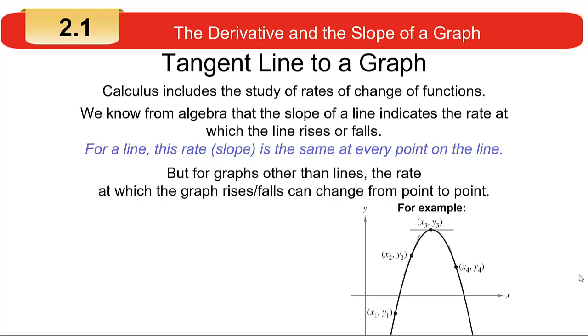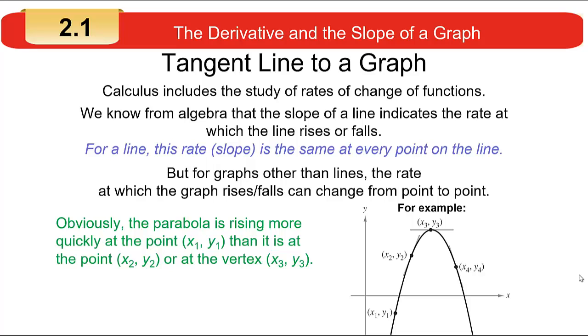For example, if we take this parabola, you can see that I've labeled 4 points on that graph, and the slope of the tangent line is going to turn out to be our measure of rate of change, and it varies from point to point, unlike on a line where it's the same all the time. It's pretty obvious from just looking at the graph that the parabola is rising more quickly at the point x sub 1, y sub 1, that lower left-hand point, than it is at x sub 2, y sub 2, the next one, or at x sub 3, y sub 3, which is at the vertex of the parabola. As we're moving from left to right, the rate of change is leveling off.